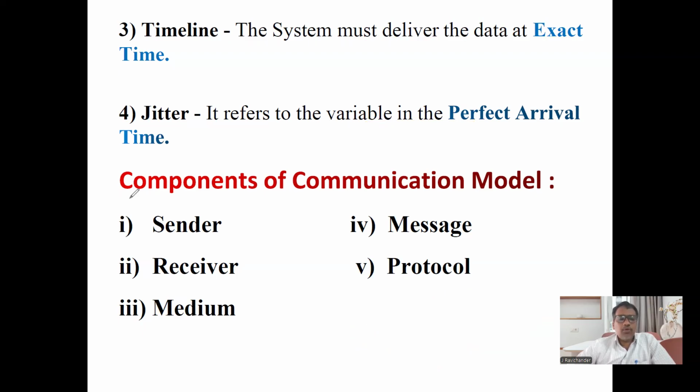Now, coming to components of the communication model. In that, 1, sender, 2, receiver, 3, medium, 4, message, 5, protocol. So these are the important components in a communication model. Now we will discuss one by one.